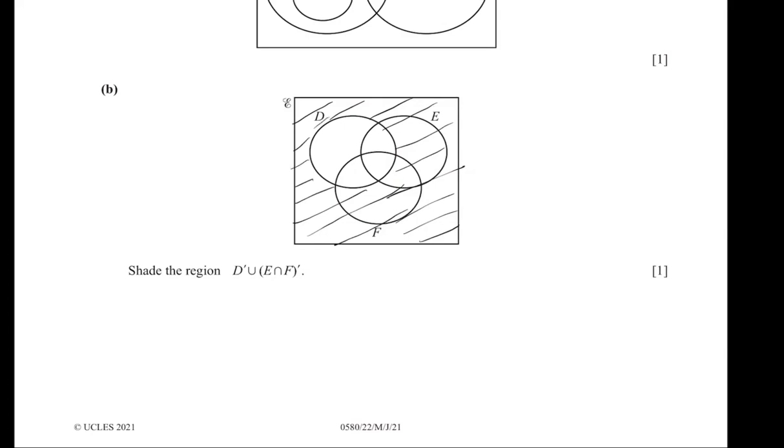D prime union E intersect F prime. E intersect F is here. E intersect F prime means outside of this part here, all of that too. If you're not really certain, this part here is here, all of it outside of this place. And then this one is all of it outside of D.